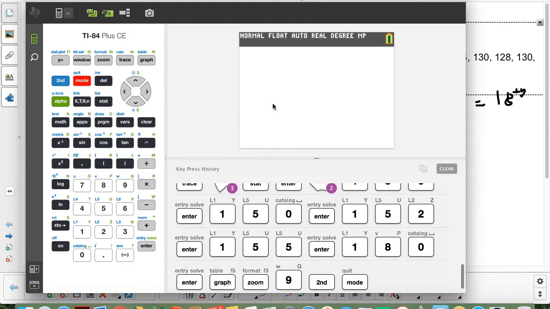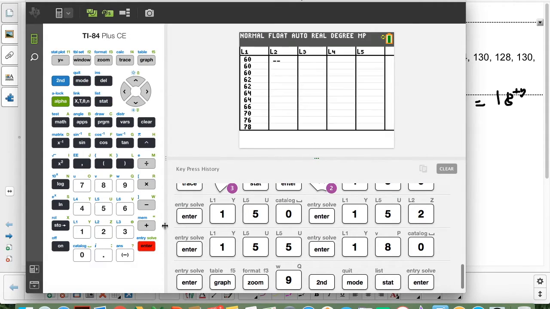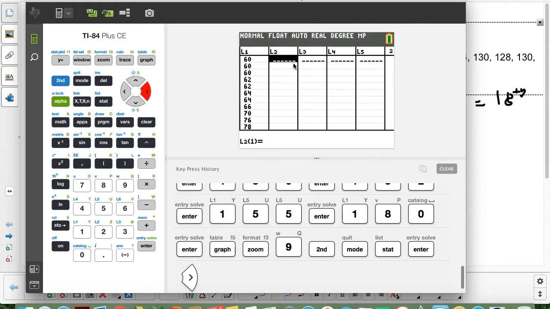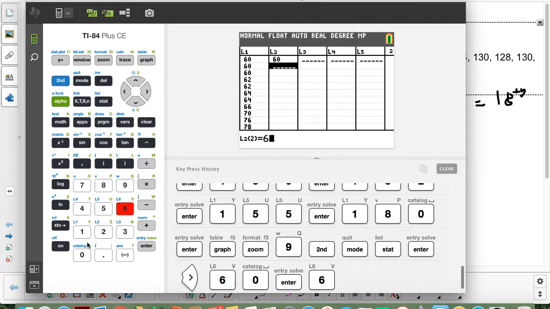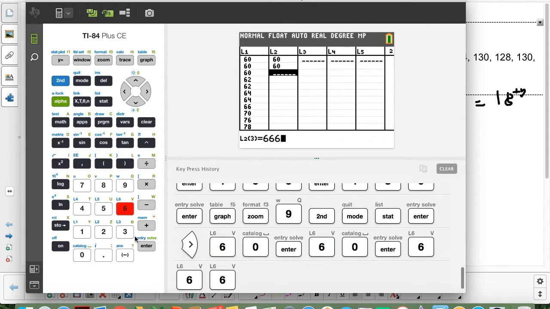This is your home screen. We're going to go to Stat, Enter, and this is where you enter data in your lists. This is list 1, list 2, and so on. I entered the data. You're going to do it in L1. I'm going to show you how. Make sure you're down here and you start entering numbers. You say, 60, enter, 60, enter, and so on. Now, if you mess up any one, you can go back and delete that one.